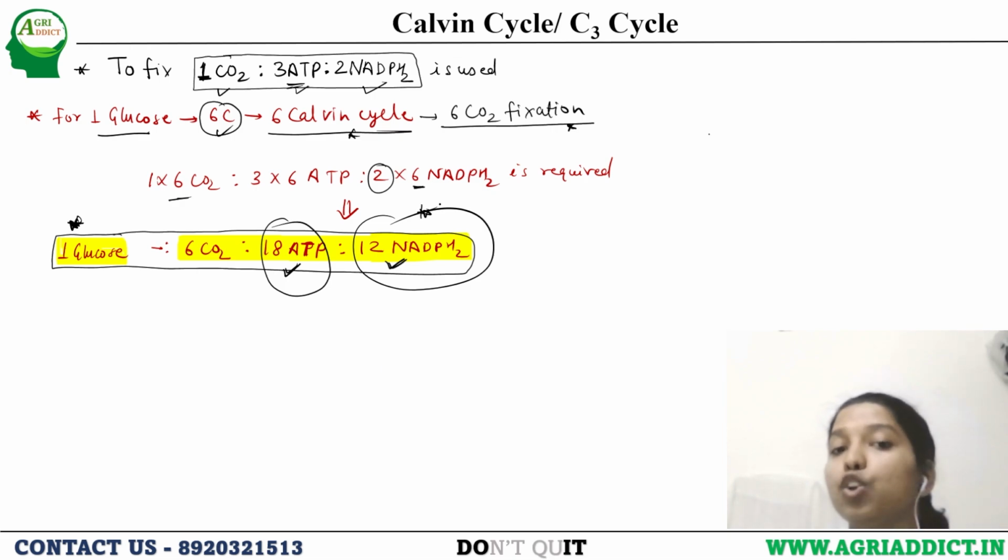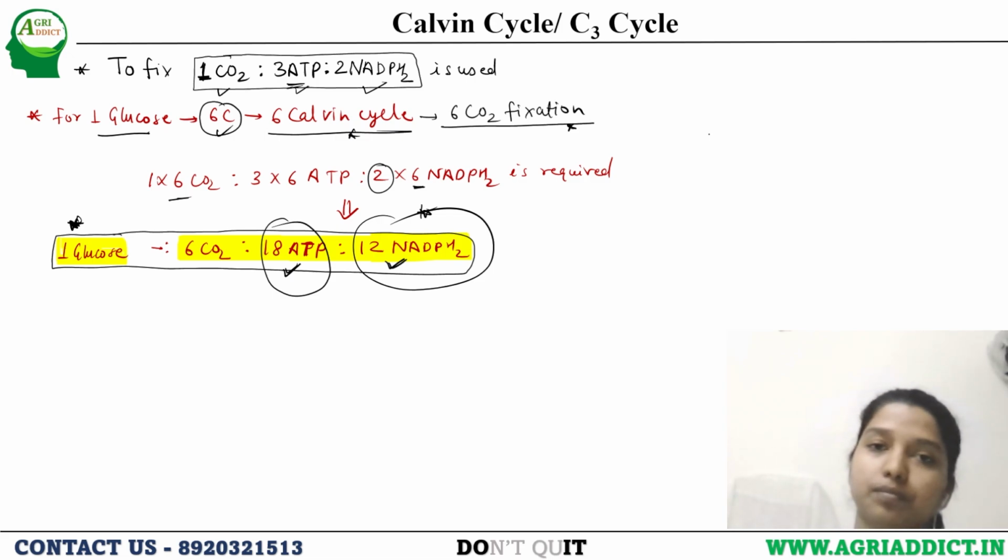And this ATP and NADPH2, where is it coming from? It is coming from the light reaction. Okay, this is the Calvin cycle.